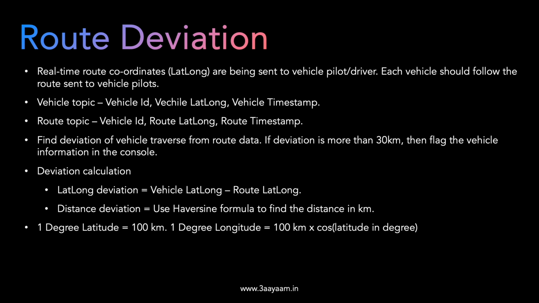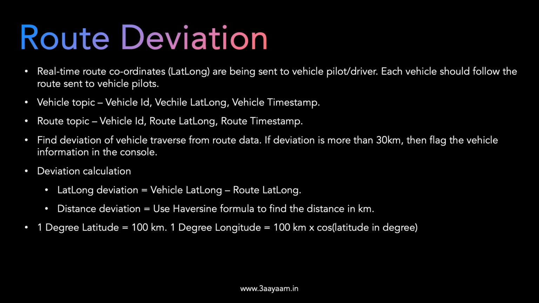One would be the vehicle topic, which would contain vehicle ID, vehicle lat long, and vehicle timestamp. Timestamp is when the event or the data point was generated, which is essentially the event timestamp. Then there would be a route topic also, which would contain vehicle ID, route lat long, and route timestamp. So this is another event timestamp for route. The key should be vehicle ID, and the route would be sent from the headquarters of the organization, and the vehicle data would be sent from individual vehicles.